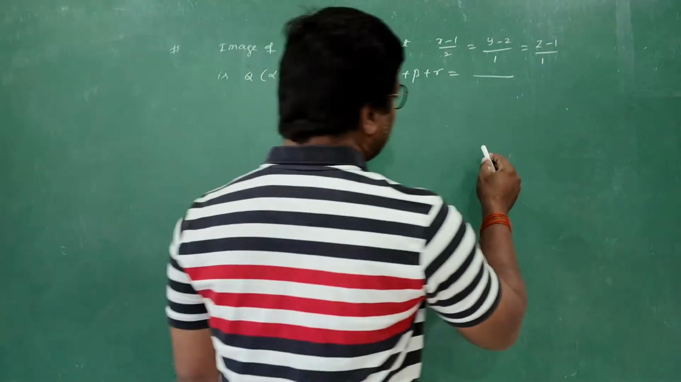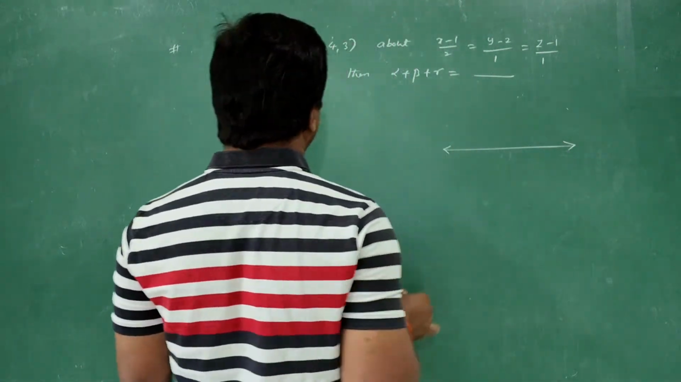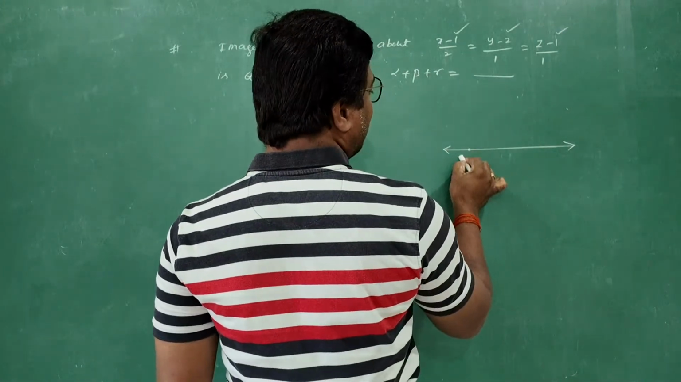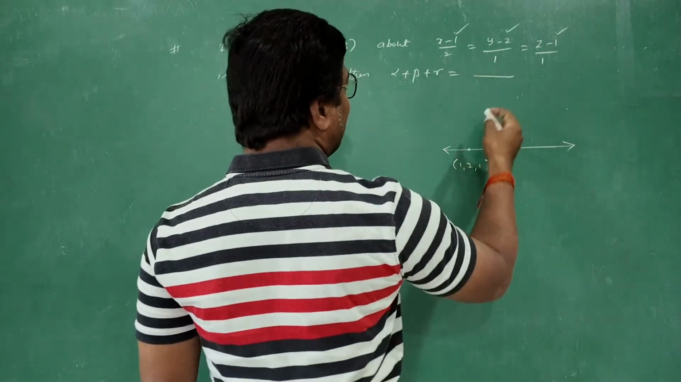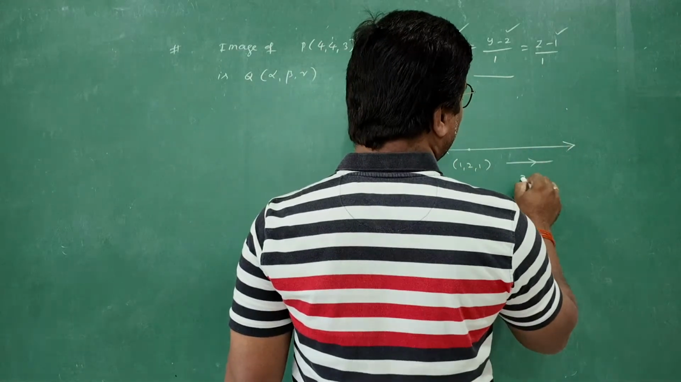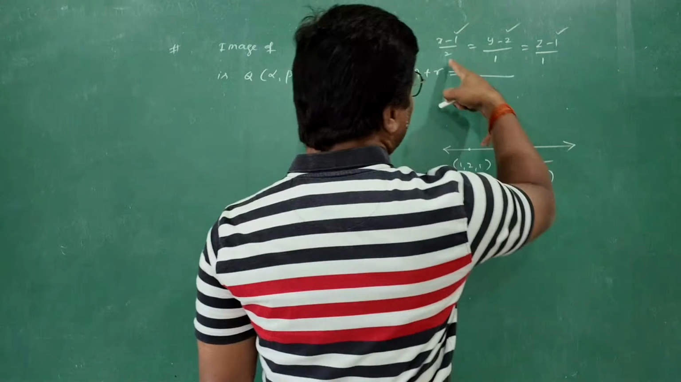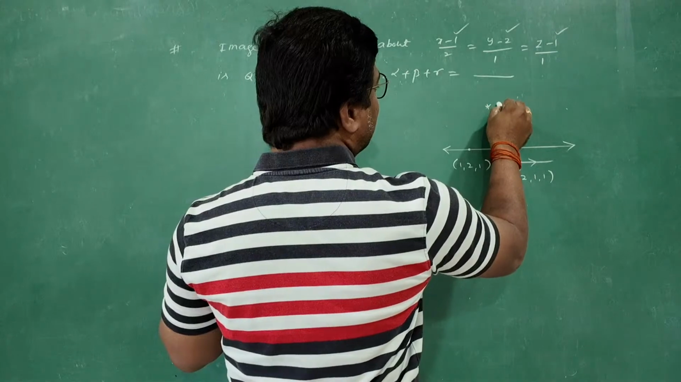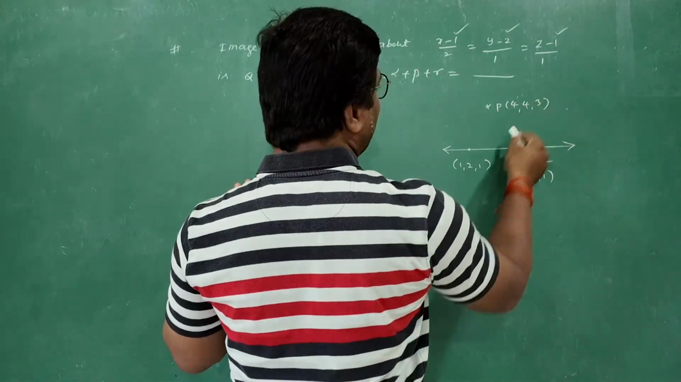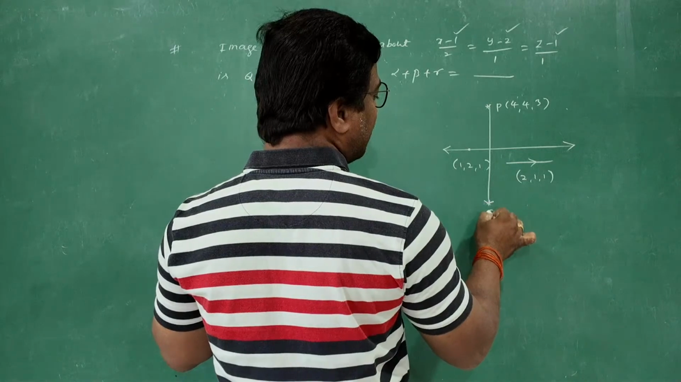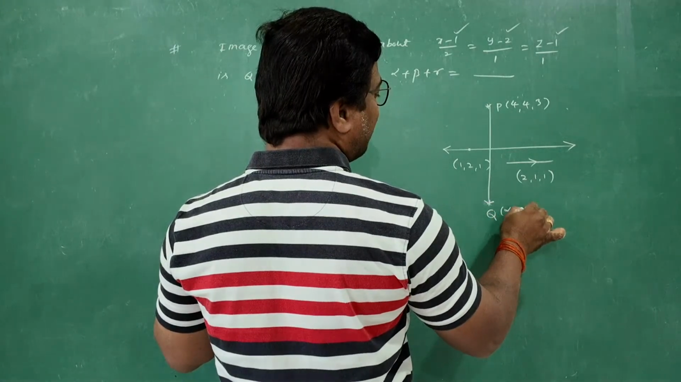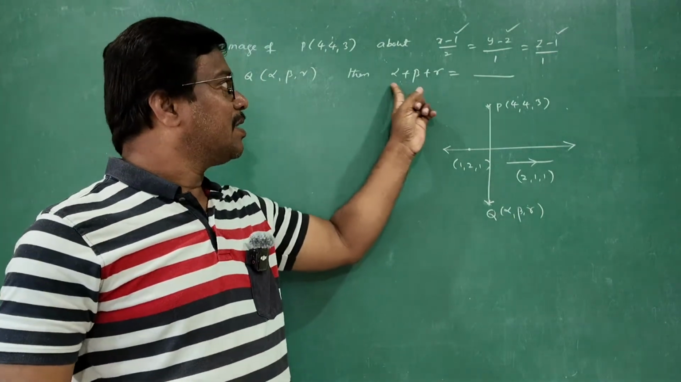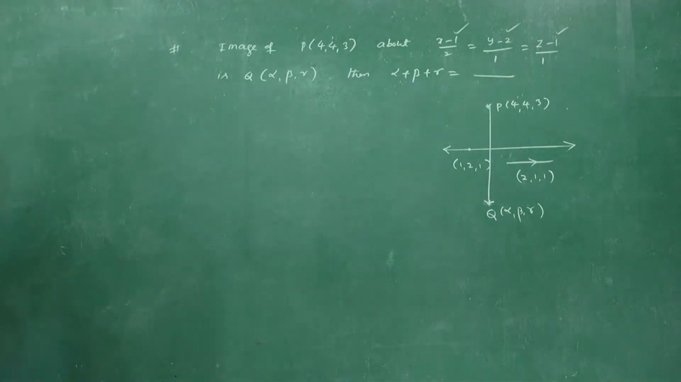First I am going to draw the figure. Suppose this is the straight line, which is passing through the point (1, 2, 1). Here mention the point (1, 2, 1). And the line having direction ratios 2, 1, 1. Next, you need to select a point P first, whose coordinates are 4, 4, 3, and its image here Q, whose coordinates are alpha, beta, gamma. Our aim is to find alpha, beta, gamma first, and after that the sum of coordinates you have to write.